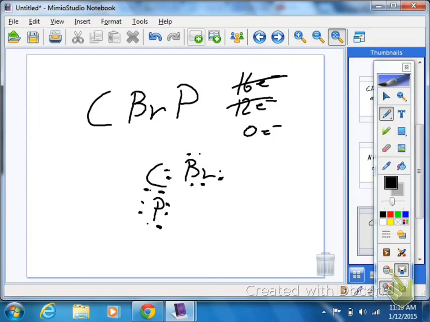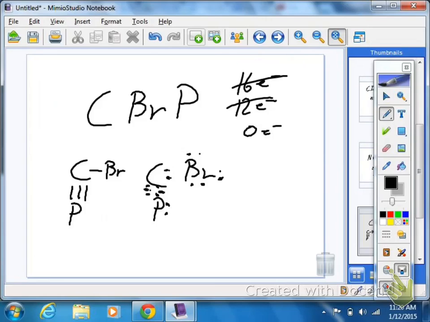So what we'll do is we'll erase a couple of those pairs so that we can put them off the middle. So carbon now has 8 around it, phosphorus does too, and so to make it a little cleaner, we'll show a triple bond between phosphorus and carbon, and a single bond between carbon and bromine. Okay, so carbon can only do a double bond though, right?